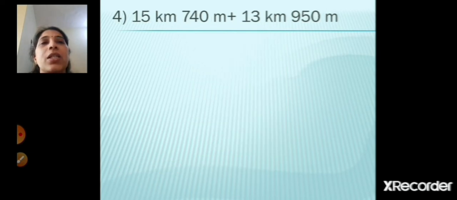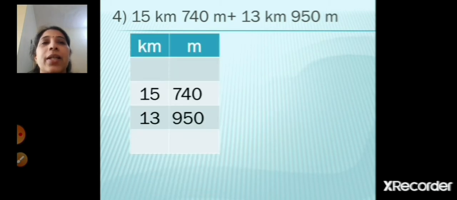15 kilometer 740 meter plus 13 kilometer 950 meter. Again we will prepare two columns, kilometer and meter, right? 15 kilometers. So 15 you will write in kilometer column. 740 meters. So 740 you will write in meters column. Next is 13 kilometers. So 13 you will write in kilometer column, and 950 meter means 950 you will write in the meters column.